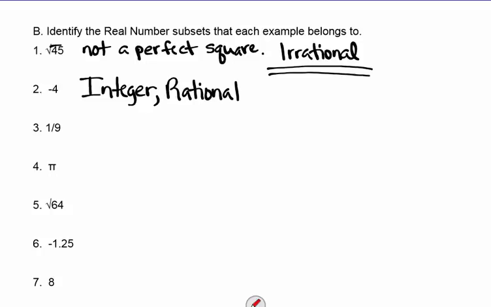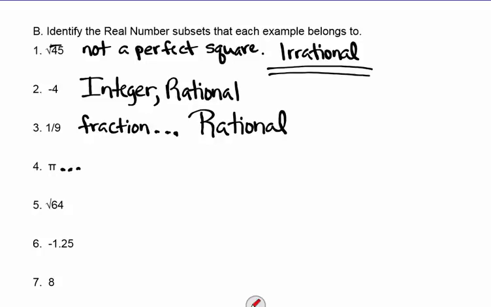Number 3, 1/9. Well, 1/9 is a fraction, so it is a rational number. I also know that it is rational because it is a repeating decimal. Number 4, that is pi. Well, pi can never be written as a decimal because it doesn't repeat and it doesn't terminate. It goes on forever and ever. So pi is irrational.